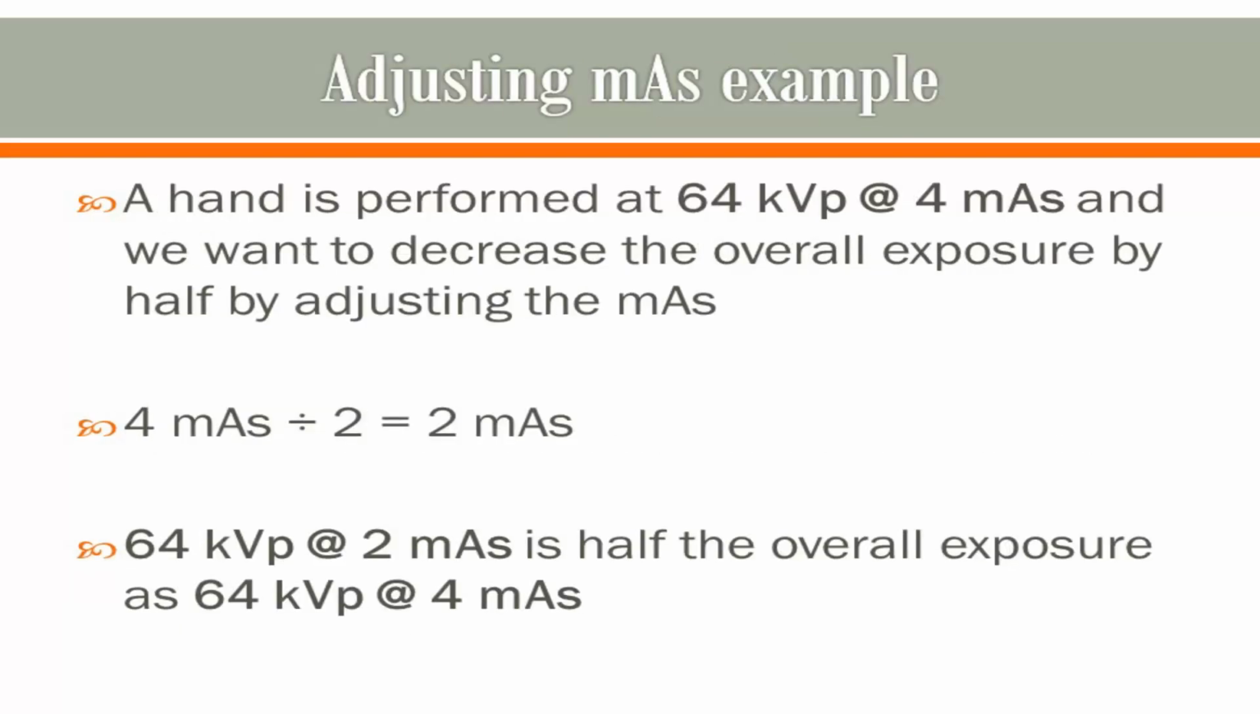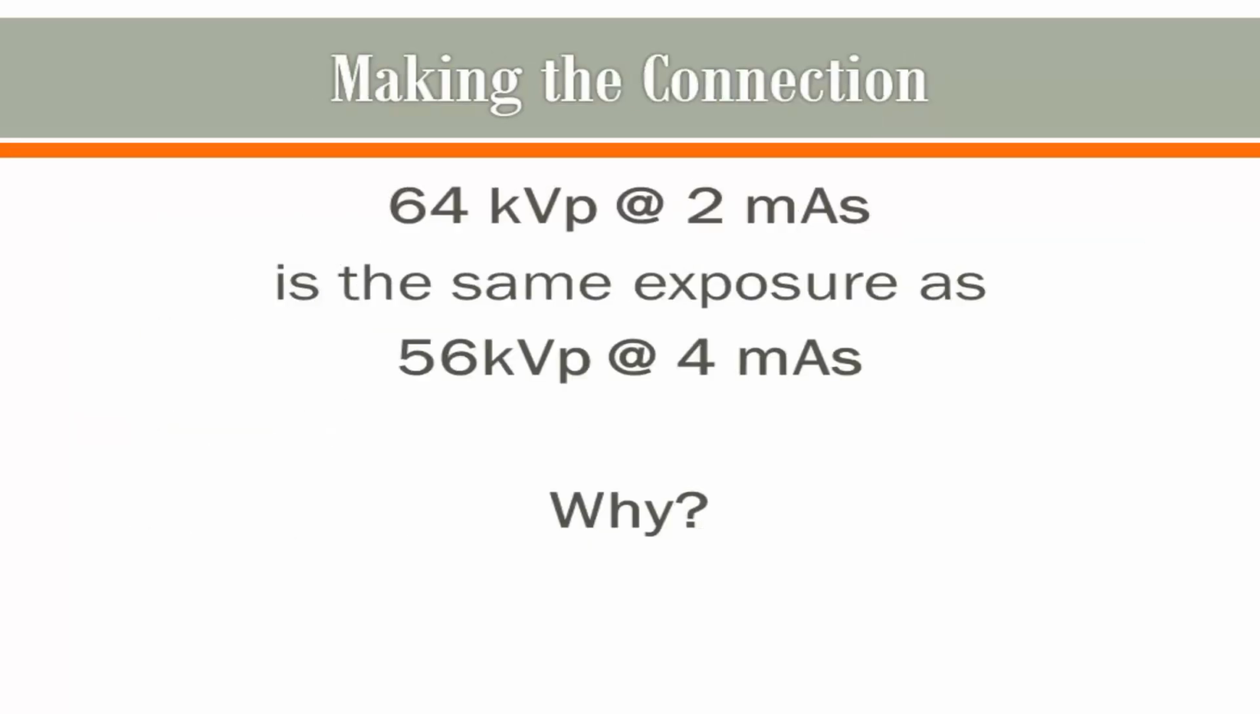Let's look at an example in adjusting the mAs, again using made-up numbers. If a hand is performed using 64 kVp at 4 mAs and we want to decrease the overall exposure by half by adjusting the mAs, we need to take our starting mAs of 4 and divide it by 2. This would equal 2 mAs. Our new exposure would be 64 kVp at 2 mAs, and this is half the overall exposure as our original exposure of 64 kVp at 4 mAs. 64 kVp at 2 mAs is the same exposure as 56 kVp at 4 mAs.